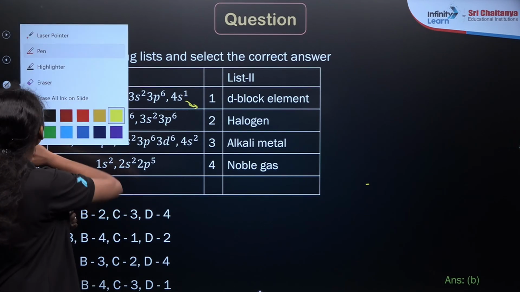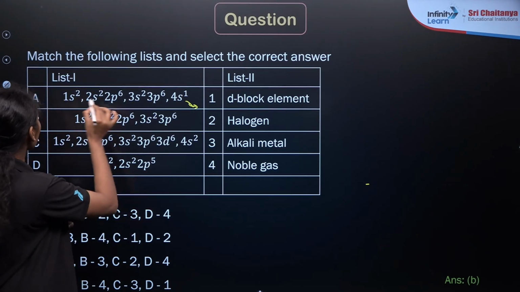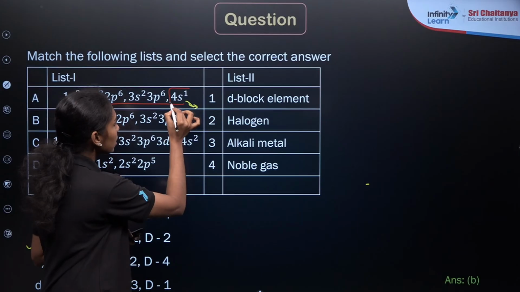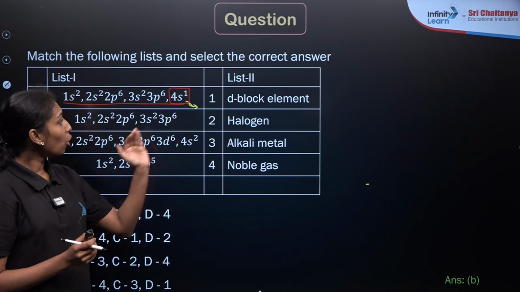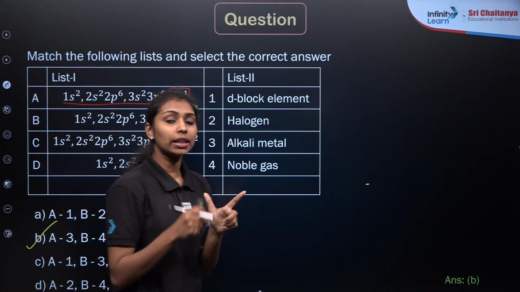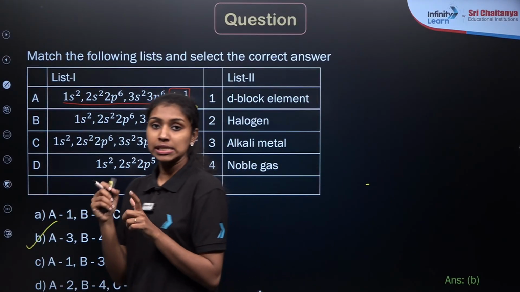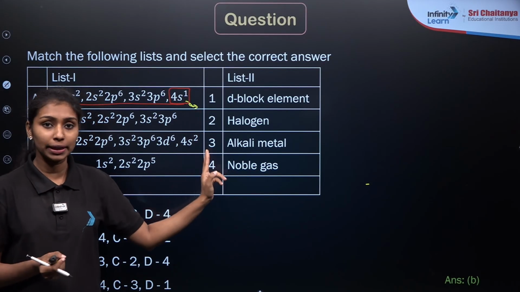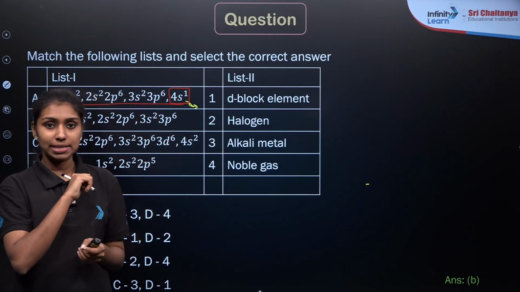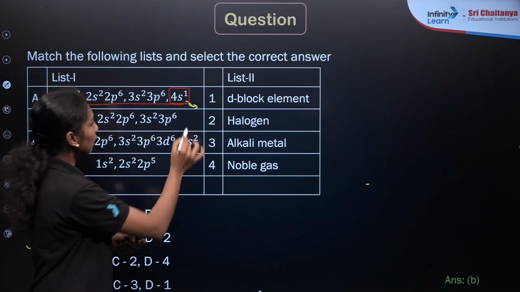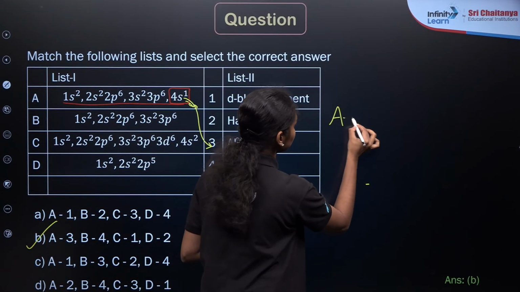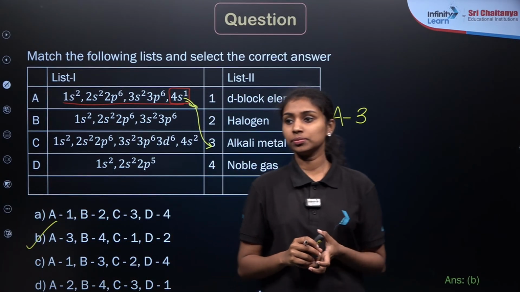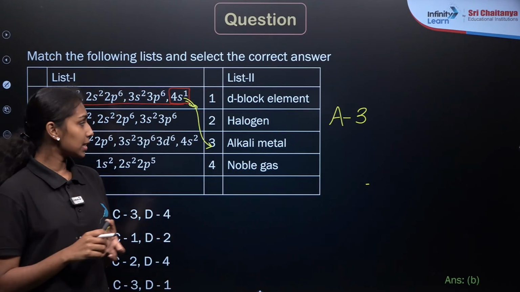So how can we solve this question? If I am considering this element, this configuration, from this you can identify that this is an s block element, because the last electron is entering into the s subshell. Now how can we predict the group of this element? In the case of an s block element, we need to consider the number of electrons in the s orbital. Here there is only one electron, so this will be the first group element. The first group element is commonly known as the alkali metal. So A goes with 3. Is that clear? Yes, option B is the correct answer.